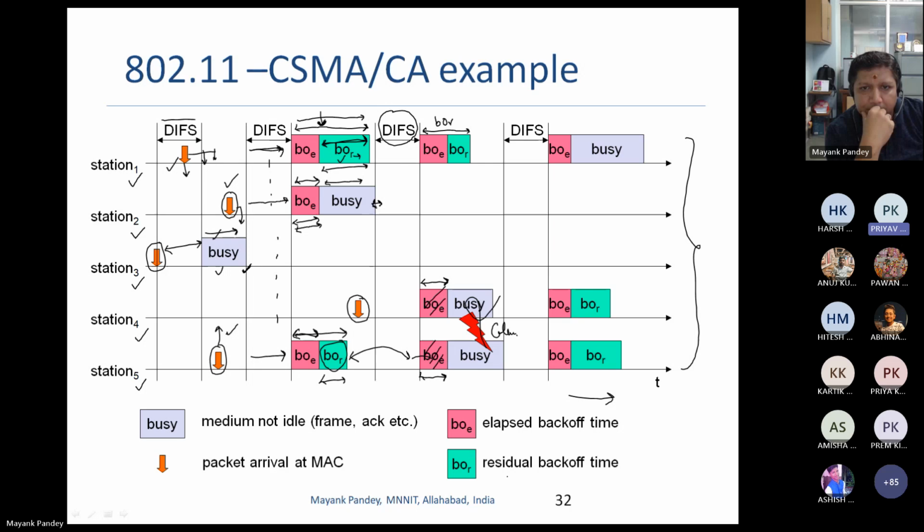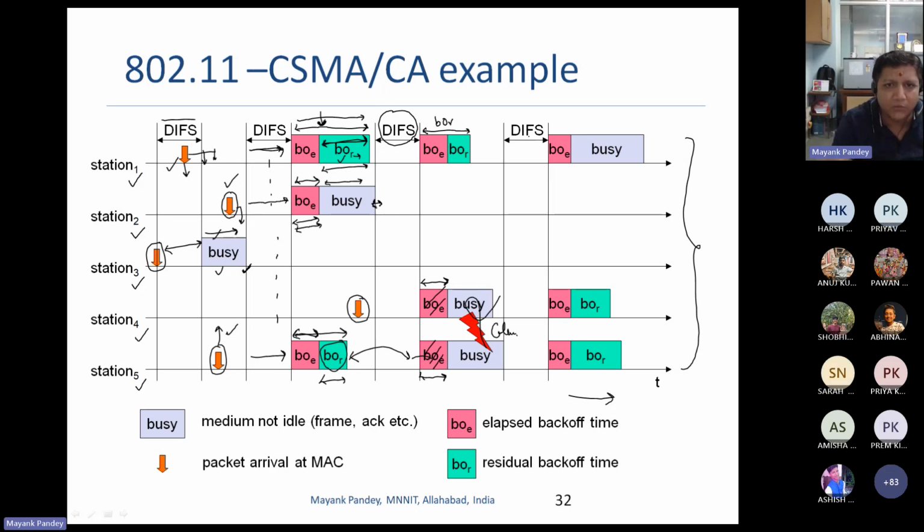According to the diagram, the DIFS times are all in sync for all stations. Is that the case, or is it just shown like that? The DIFS times are all synchronous for all the stations. Obviously, everybody has to start waiting for DIFS once the medium becomes free, and they all have to wait for DIFS, the interframe space.